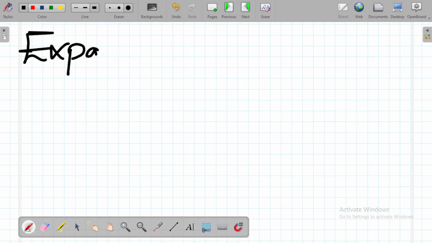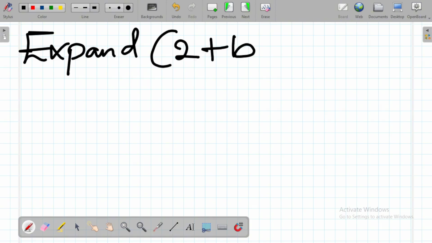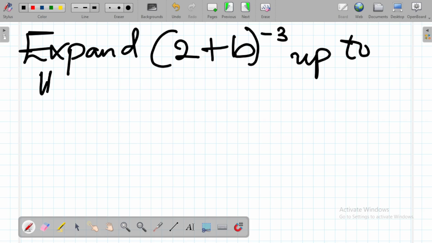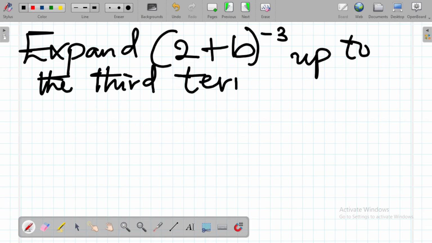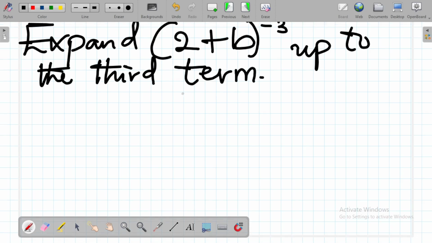Expand (2 + b) raised to the power negative 3 up to the third term. Here we are asked to expand (2 + b) raised to the power negative 3 up to the third term. So, solution.